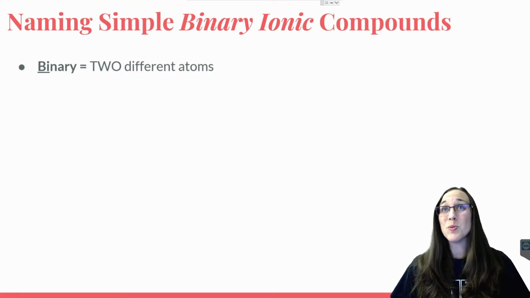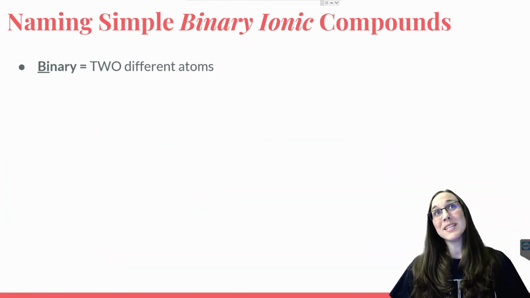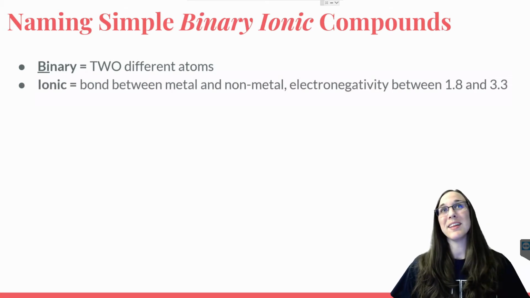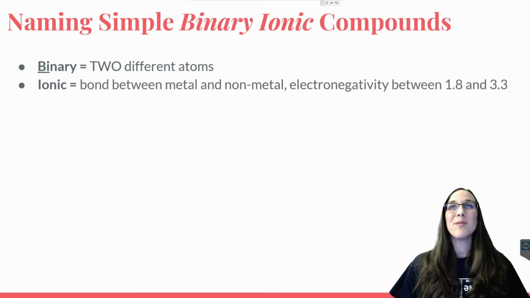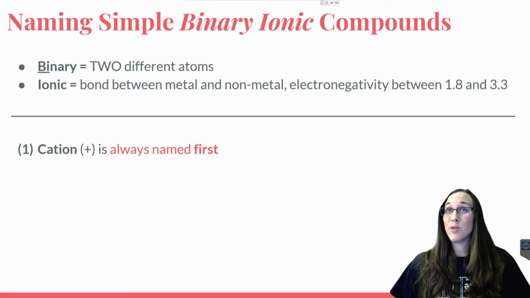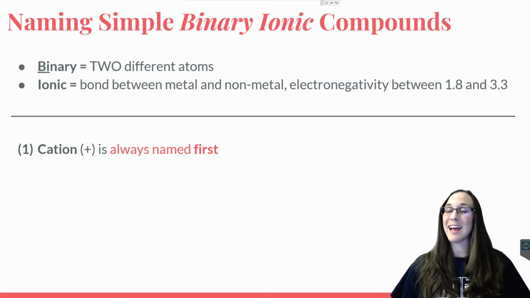Binary means 2, like bicycle, 2 wheels. So binary means 2 different atoms are present. And ionic, of course, is the bond between metal and nonmetal, as you should already know, which has an electronegativity difference between 1.8 and 3.3, typically. If we're going to name these things, we're always going to name the cation first. Cation comes first.